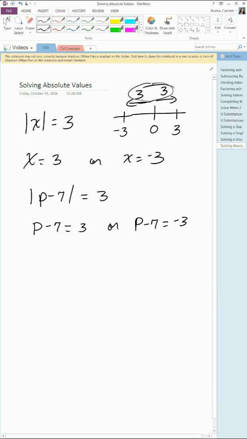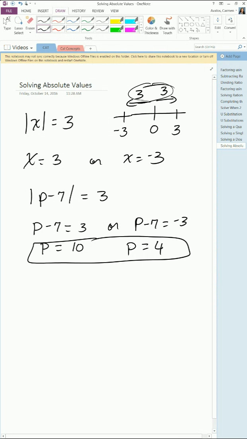There are two separate things on the other side. Notice how the absolute values went away once I set it to what the definition of absolute value means, and that's the distance away from whatever point. So here we have p is equal to 10 and p is equal to 4. So if you notice, you get two answers because you're going in one direction and then you're going in the other direction.